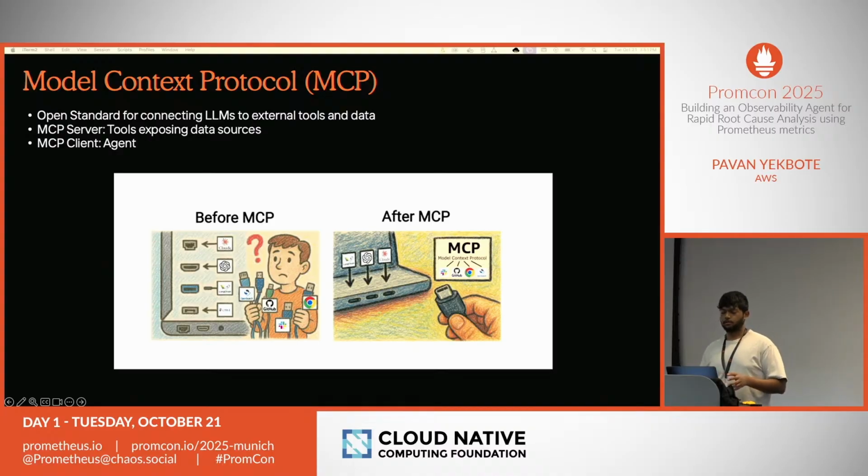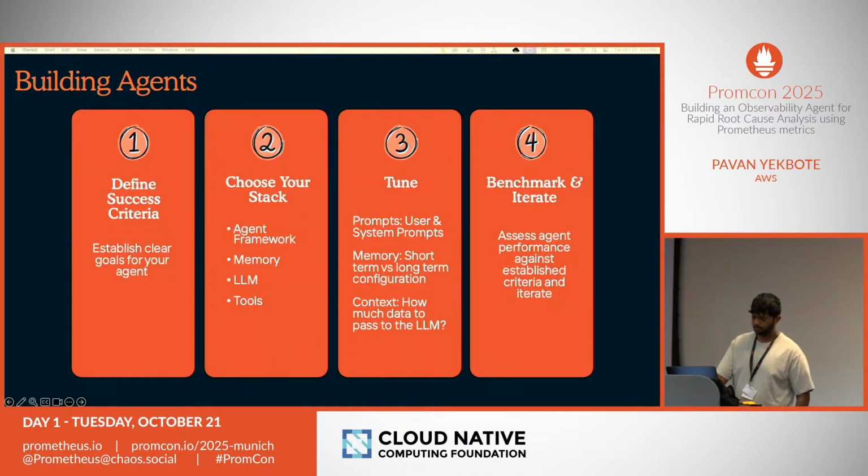Now that we have established agents and some of the building blocks that might be core components for RCA, let's look at what is a typical workflow for building agents. First thing is you want to define your success criteria. You want to establish clear goals for your agent. How do you know it's performing well? How do you know its accuracy is right? How do you know it's giving you the right reasoning, right? You want to define this and clearly establish your goals so that you can evaluate your agent, right?